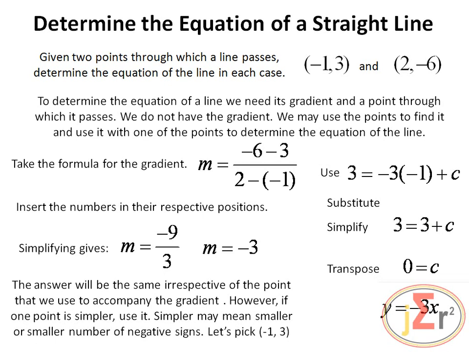Now remember, y is equal to mx plus c. m is negative 3 and c is 0. So y is equal to negative 3x plus 0. But we do not need to include the 0 right there.